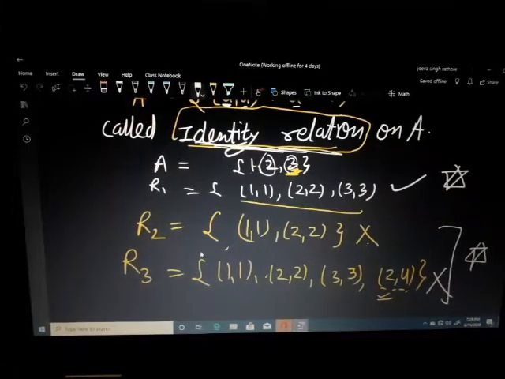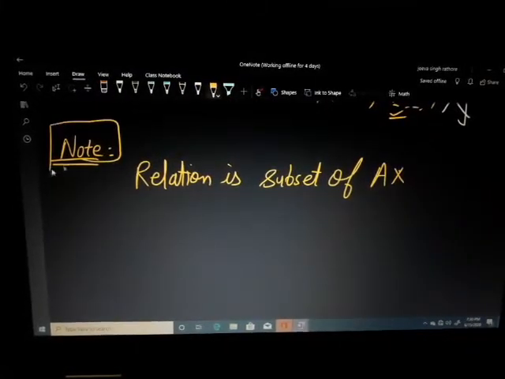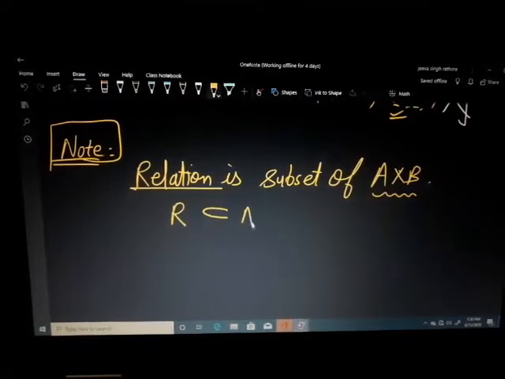Okay. Next, now I am going to start the topic relation and function for class 12. Please note down this very important point: a relation is a subset of A cross A. This is the Cartesian product A cross A, or you can find A cross B. Suppose you put B here also. I am writing here B, A cross B. So a relation is a subset of A cross B. It means R is a subset of A cross B.